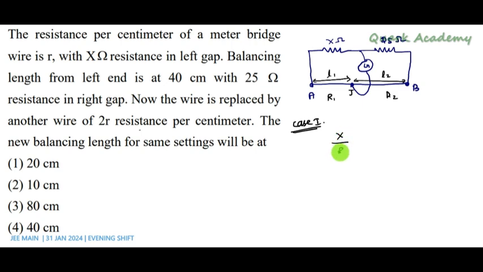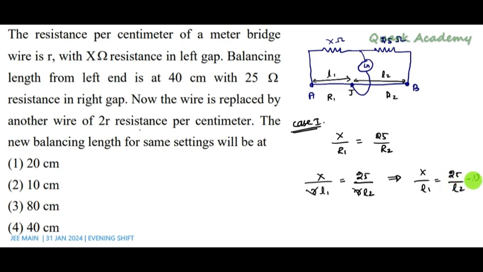So it is going to be X by R1 equal to 25 by R2. So X by R into L1, since resistance per centimeter is R, so R into L1 will give this R1, which is equal to 25 by R into L2. So this R can be cancelled and we can write X by L1 equal to 25 by L2. So this is the first equation.